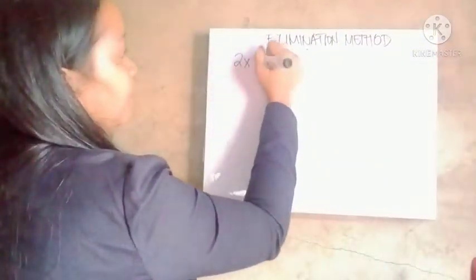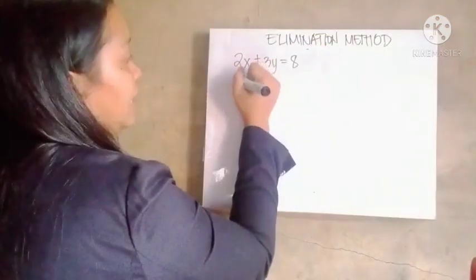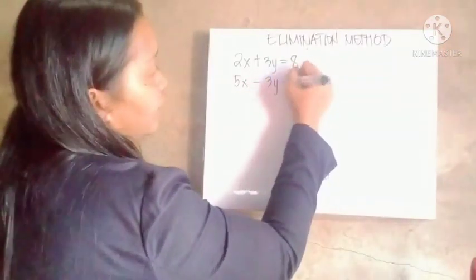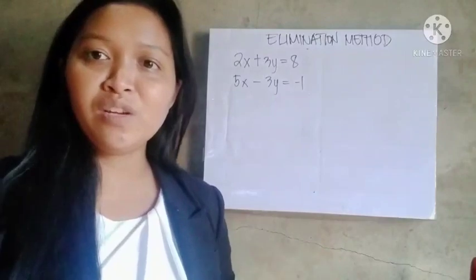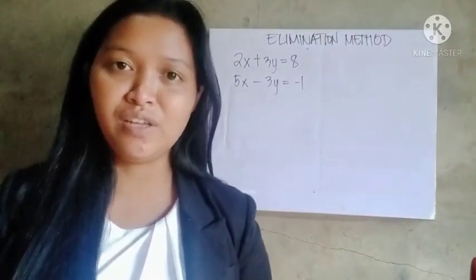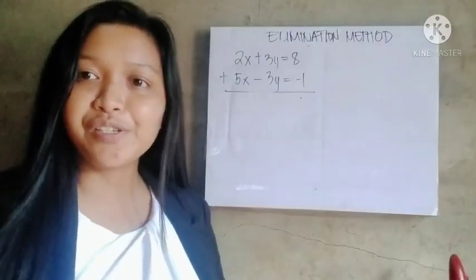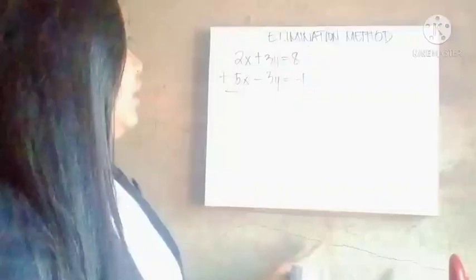2x plus 3y is equal to 8. And 5x minus 3y is equal to negative 1. How can you solve these equations using elimination, which is also known as the addition method? Using elimination, what you need to do is to add the equations.